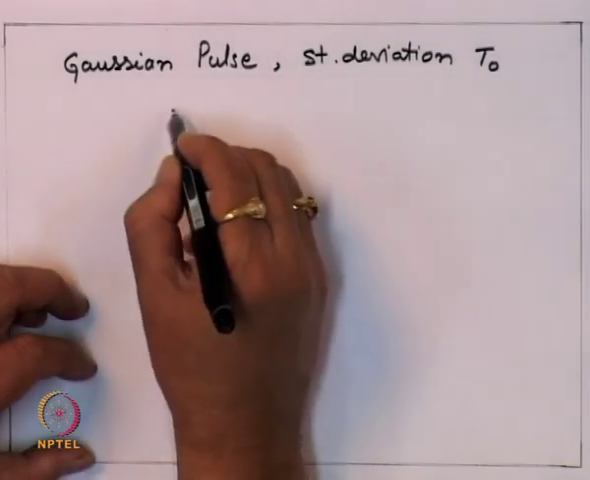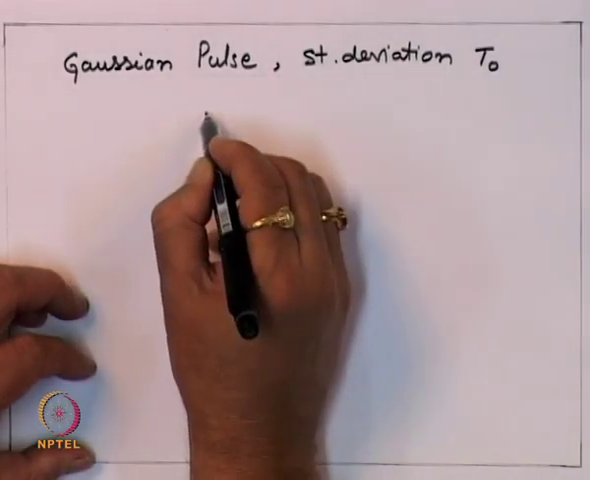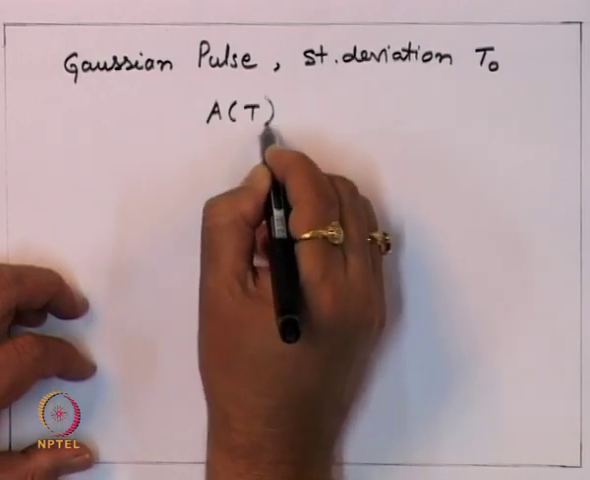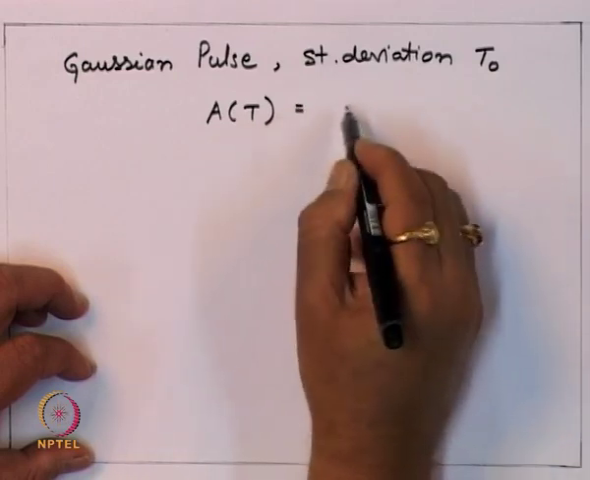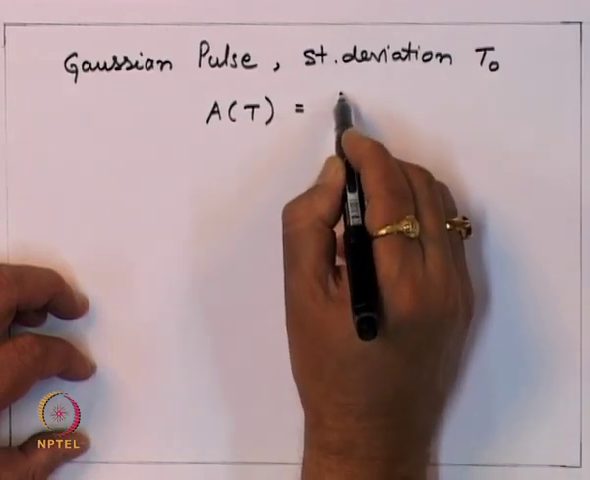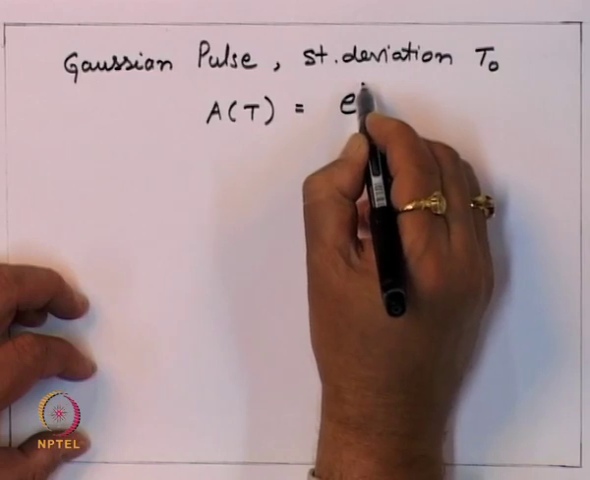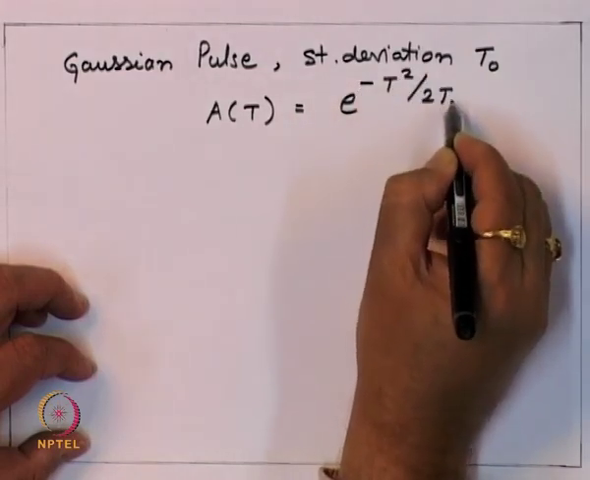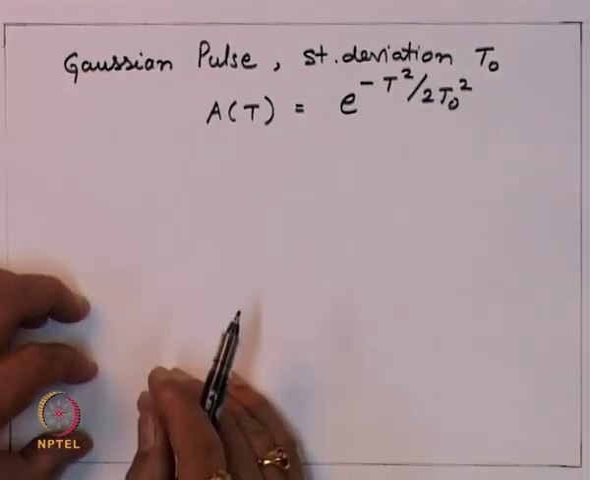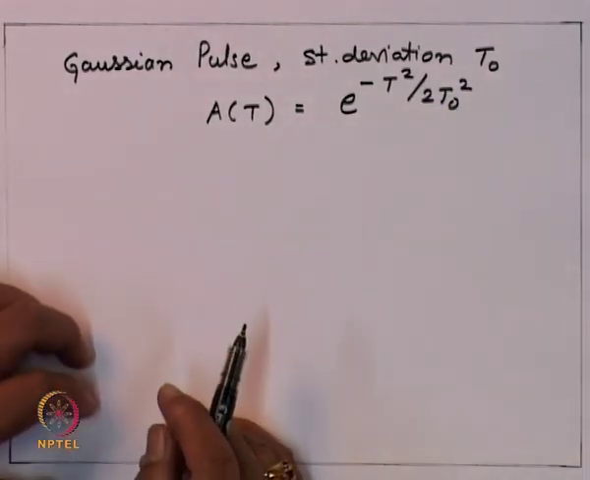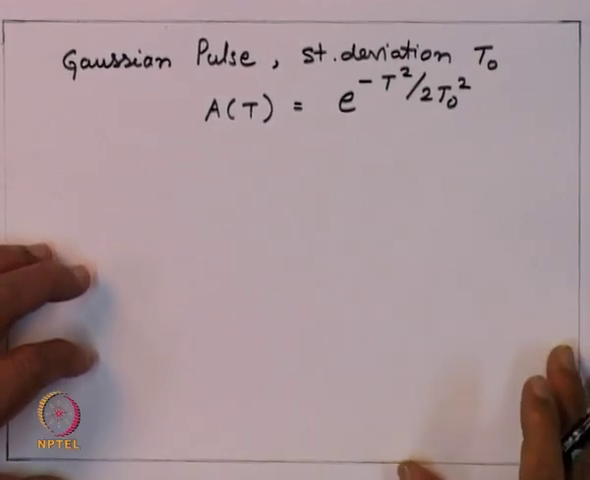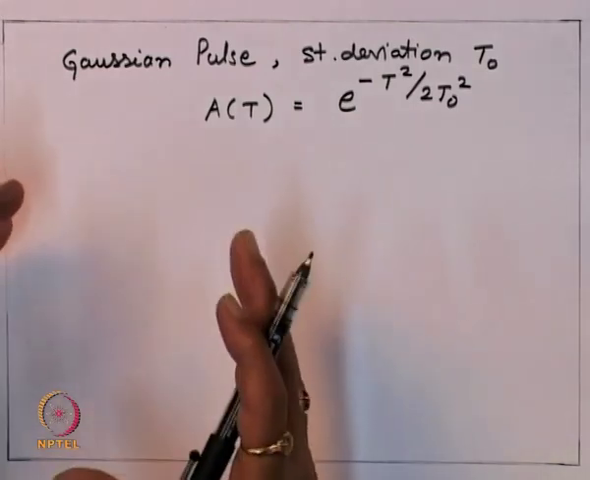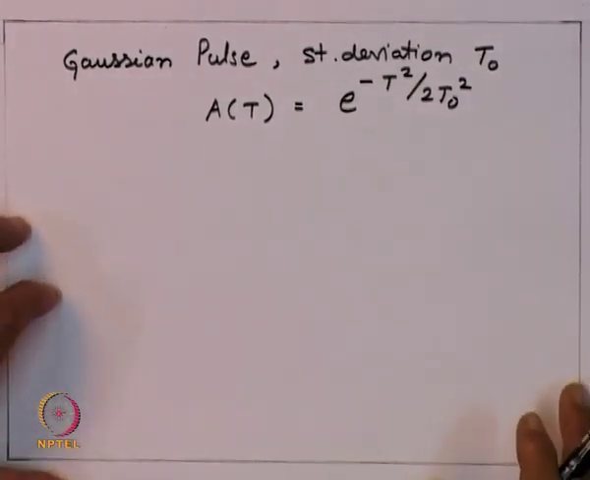So, the Gaussian pulse, let us say A as a function of t, is given as e to the power minus t square upon 2 t naught square. Then for this pulse we can define the characteristic lengths on optical fiber.